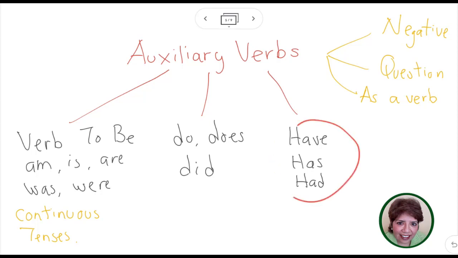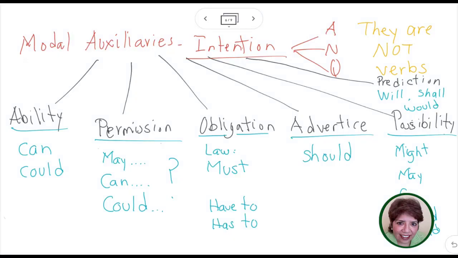Igual sucede con este verbo have, has or had in past, porque es un auxiliar en cuáles tiempos. En los tiempos perfectos, the present perfect, perfect tenses, ¿sí? Entonces, con los tiempos perfectos te dice si la oración está en negativo, en pasado o en presente. Okay, that's the function of the auxiliary verbs. Let's see the modal verbs.